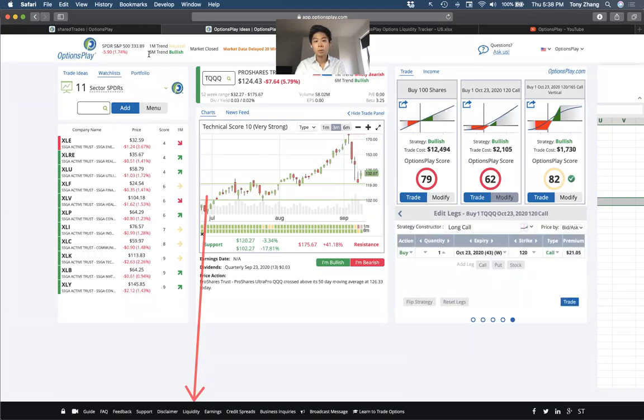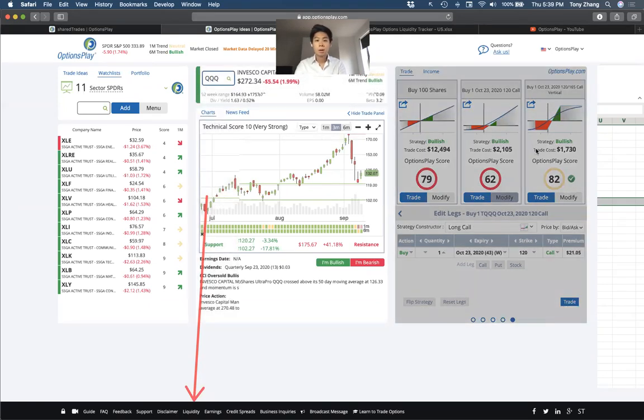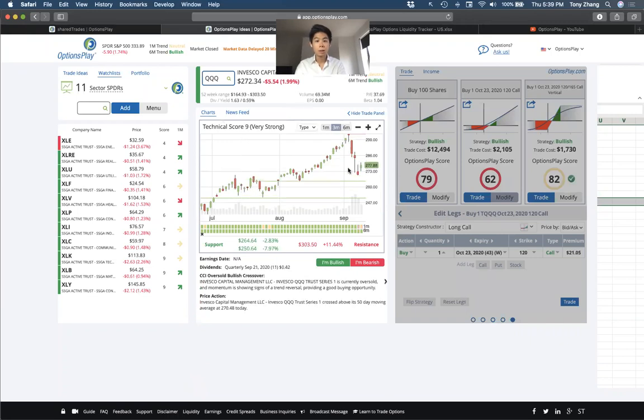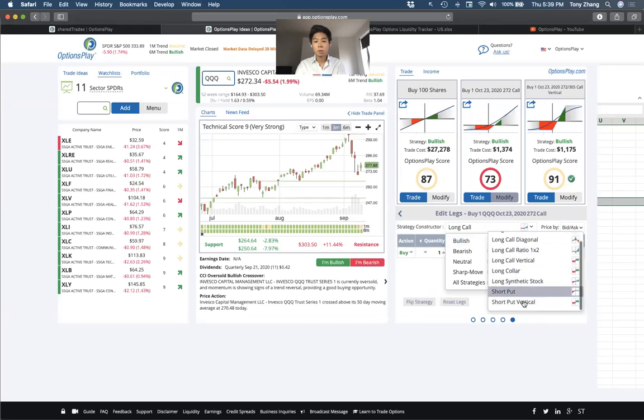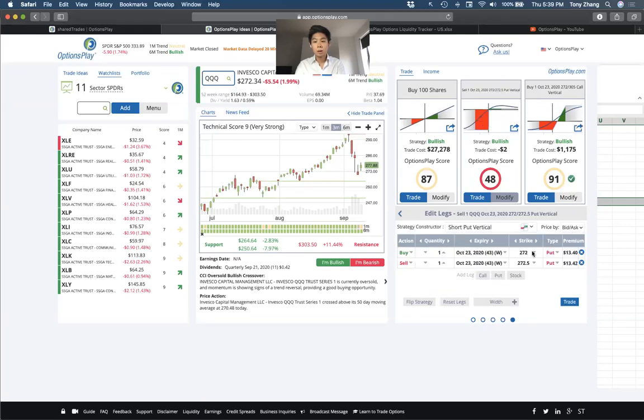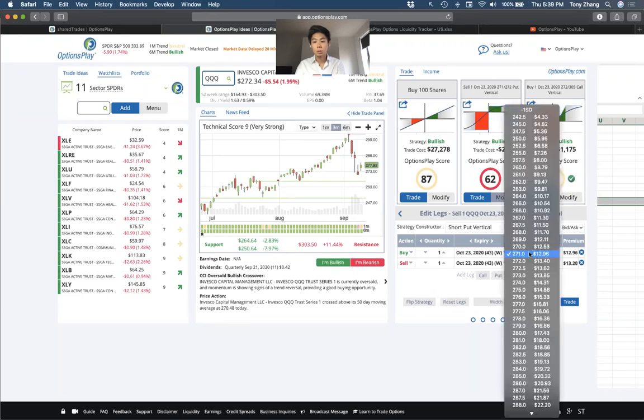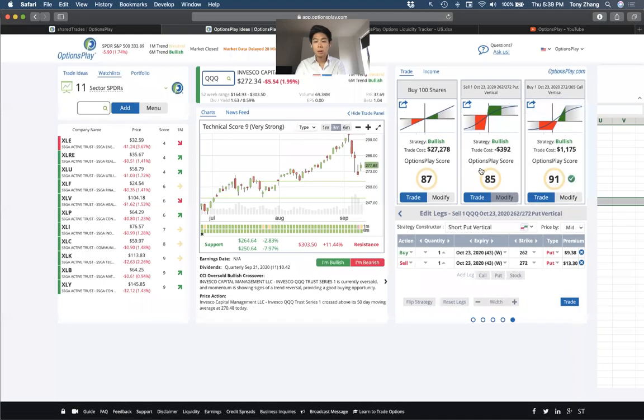Sure. Let me flip to the Qs rather. Let's say I'm bullish here on the Qs and I want to sell a put credit spread. You click on modify, bullish, you short put credit spread. The stock's at 272 right now, so maybe I would sell a 272 to 262 put spread, something like that. It collects $392 on a $10 wide credit spread. That's how you can utilize OptionsPlay to set up a credit spread.